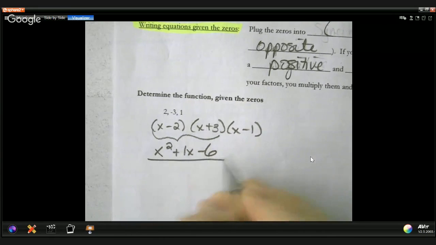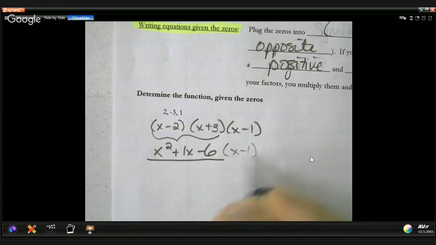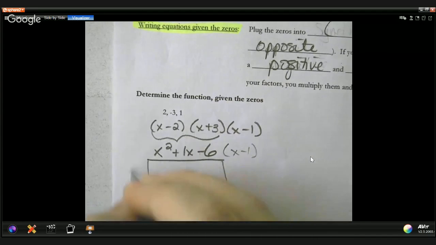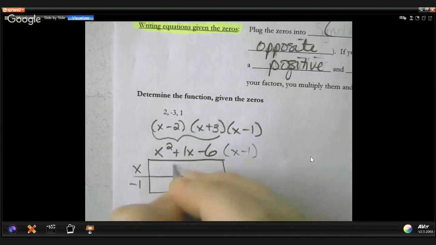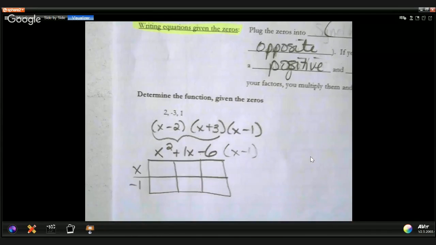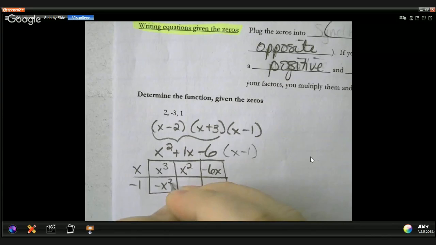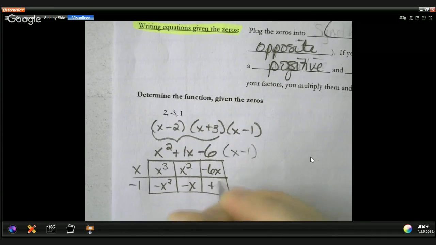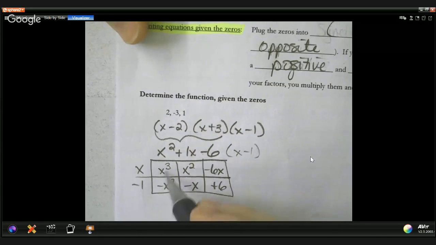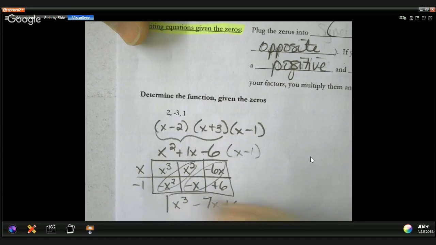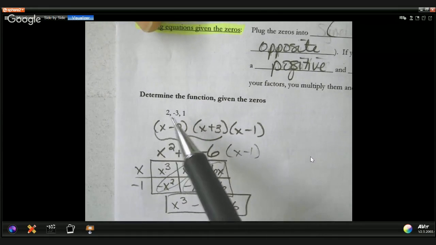Now remember our box. I have to multiply this by x minus 1. So I'm going to draw my box down. And I have an x and a minus 1. And I'm going to fill in my Punnett square. So I have x to the third, x squared, negative 6x, negative x squared, negative x, and positive 6. So I have x to the third, positive x squared and negative x squared cancel off, negative 7x plus 6. And that's the function that gives us those 3 zeros.